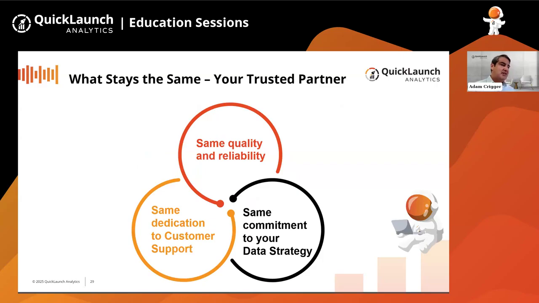And my last slide really is what stays the same. We've been talking about the evolution, we've been talking about this transition for us as a company, but the idea is really we are the same company, right? We're still your same trusted partner. A lot of things haven't changed, right? The same quality and reliability, our same commitment to your data strategy and helping you modernize your technology stack the way that makes sense for you.